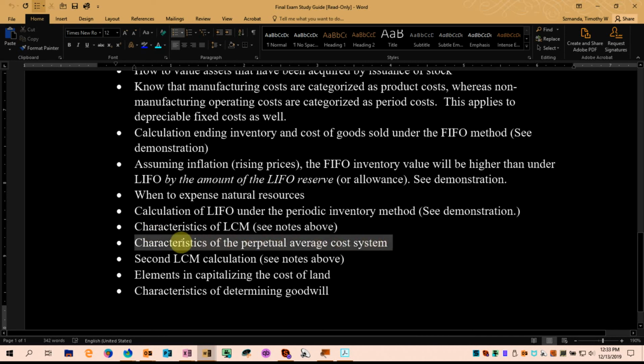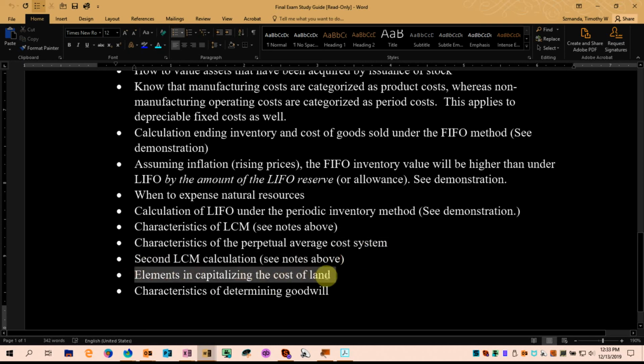So we just know the characteristics of the perpetual average cost system. And you know, for example, under the perpetual average cost system, that you need to recalculate your average cost of the units available to sell every time you make a sale. And oftentimes, if you've made changes to your inventory, like you purchased more inventory since the last sale, then we know under the perpetual system, we need to recalculate our average cost per unit every time we make the next sale. Talked about the LCM calculation, and then know the elements of capitalizing the cost of land.